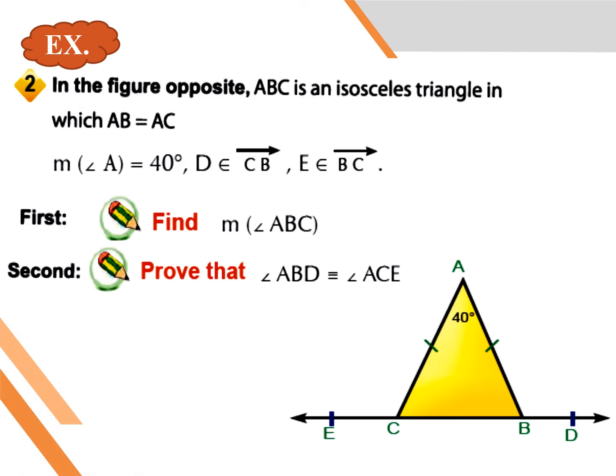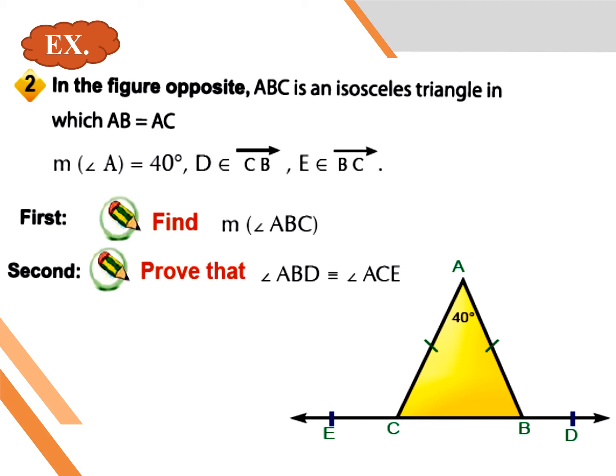Okay, some exercises here. In the figure opposite, ABC is an isosceles triangle in which AB equals AC. Measure of angle A equals 40 degrees, D belongs to CB, E belongs to BC. At first, find the measure of angle ABC. I want one of the base angles of this isosceles triangle by using the rule 180 minus 40, divided by 2, which is equal to 70 degrees.